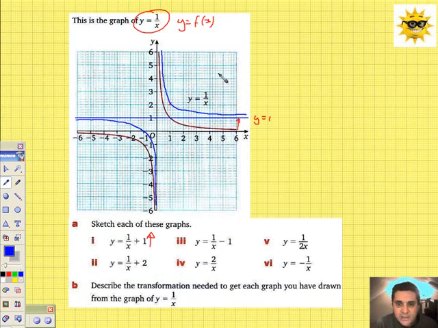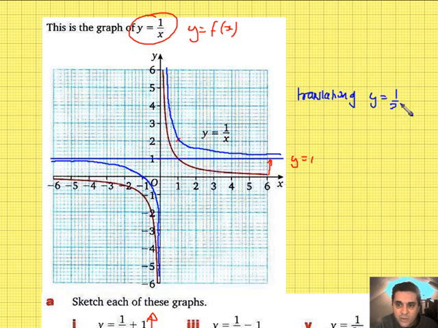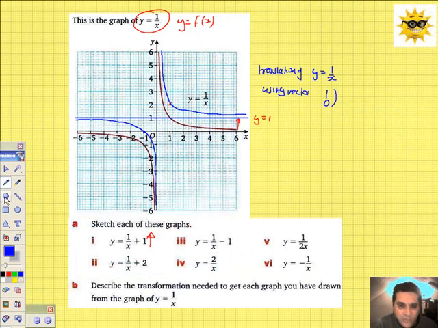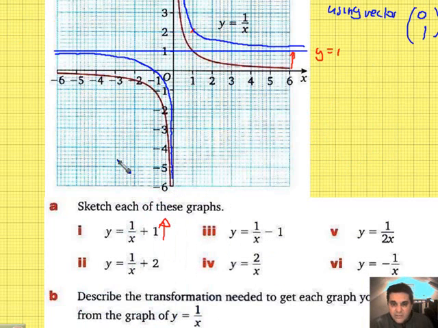Describe the transformation. So it's going to be a translation of y equals 1 over x using the vector (1, 0). In other words, sorry, not (1, 0), got it backwards. It's (0, 1). So we're going 0 in the x direction and 1 straight up in the vertical y direction. So there we go, plus 1 unit up in the air. That's what we've done. So we're translating the original f(x), which is 1 over x, using vector (0, 1), and up it goes. Okay, so I've just described that.